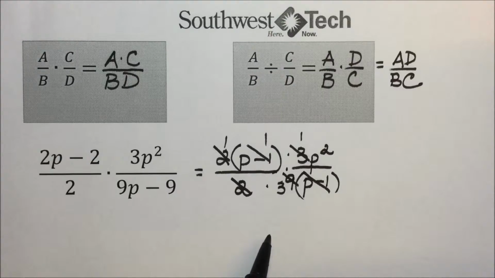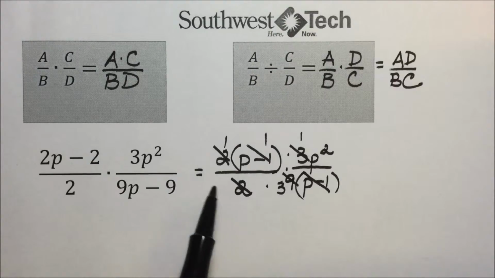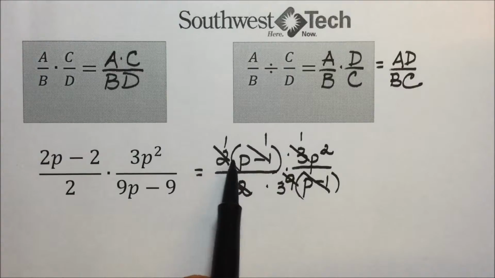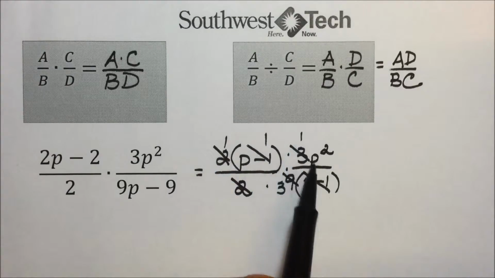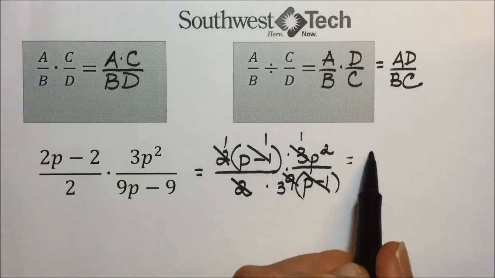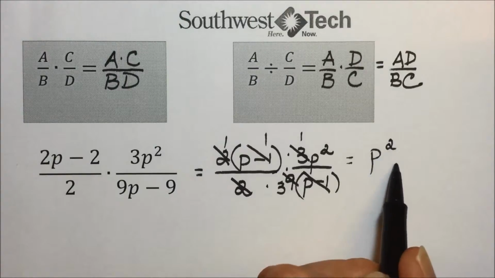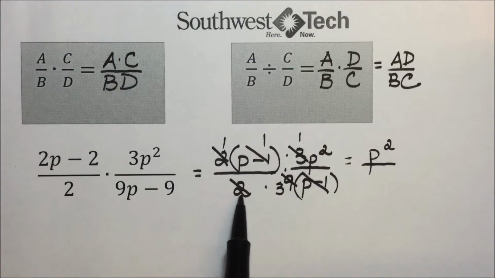And that looks to be just about all that's common. Neatness definitely counts. We're left with a 1 times 1 times 1 times p squared. It's easy, if you get a little sloppy, to lose a factor along the line. And in the denominator, we're left with a 3.